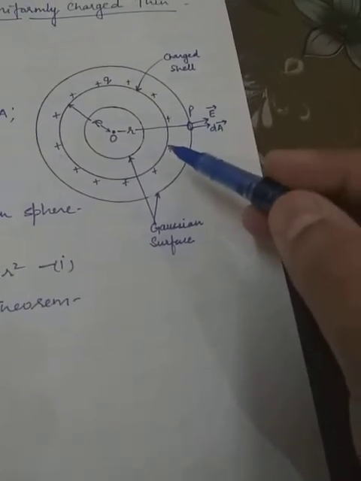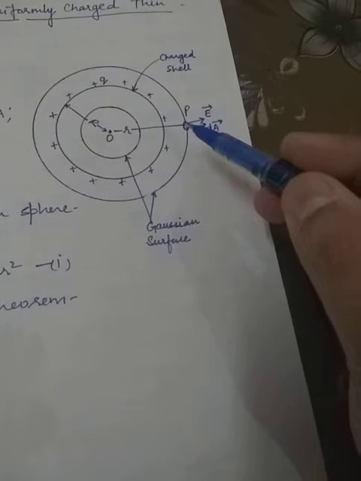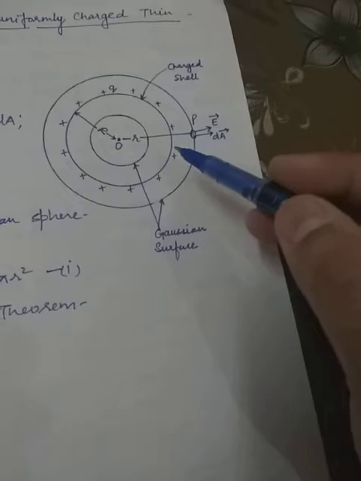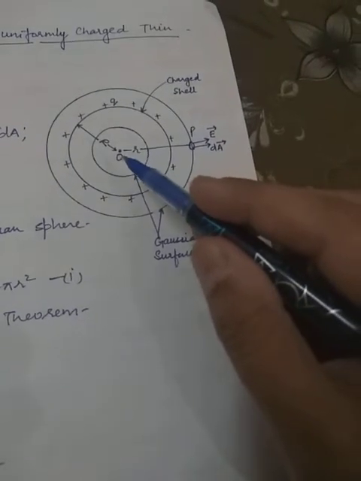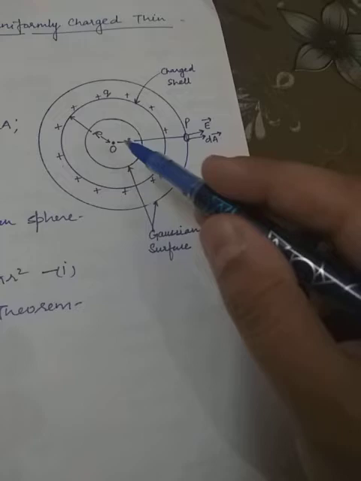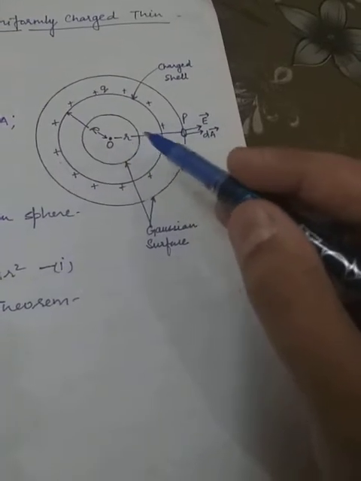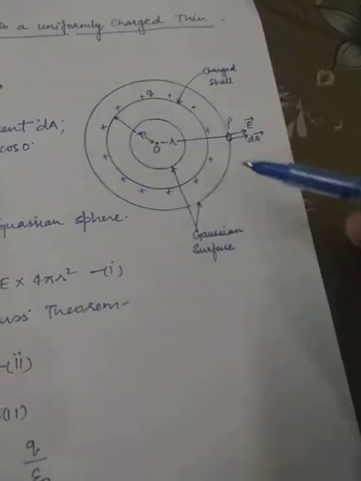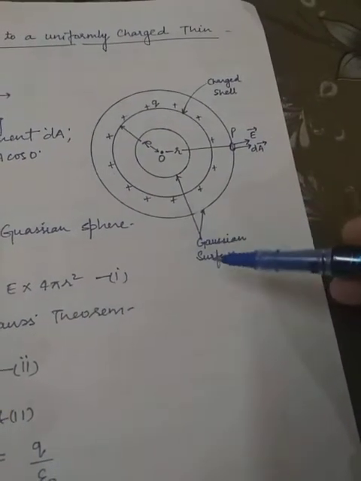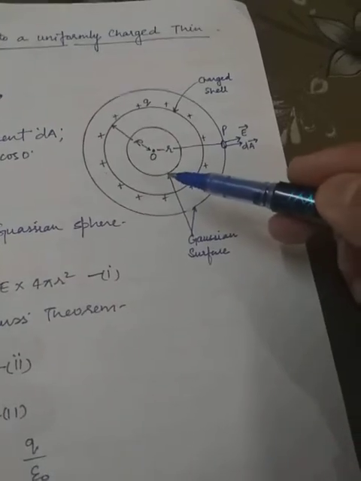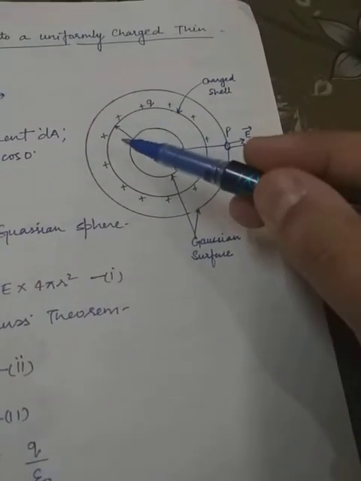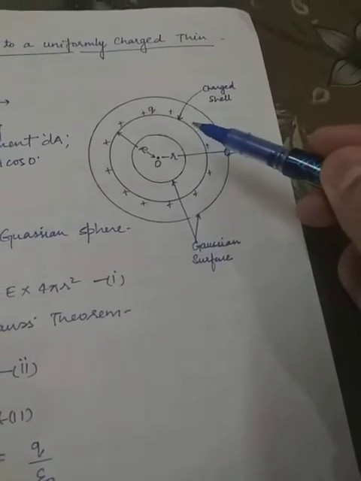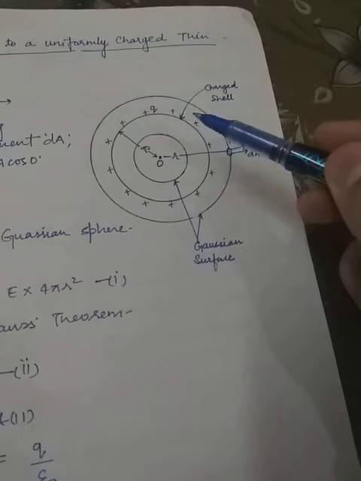and due to this positive charge on the inner charged spherical shell, the direction of intensity of electric field at point P will also be radially outwards because it is away from the positive charge. So the radius of Gaussian surface is r. We are considering the radius of Gaussian surface as r, and the radius of charged spherical shell is capital R. So this outer sphere is a Gaussian surface, and this innermost sphere is also a Gaussian surface, and this central one is the charged spherical shell.